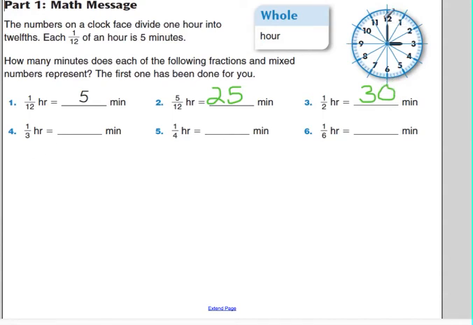1/3 of an hour, from 12 o'clock to 4 o'clock, 5, 10, 15, 20 minutes. 1/4 of an hour, quarter hour, from 12 to 3, 5, 10, 15. And number 6, 1/6 of an hour. If 1/12 of an hour is 5 minutes, 1/6 is going to be double that. So 10 minutes.